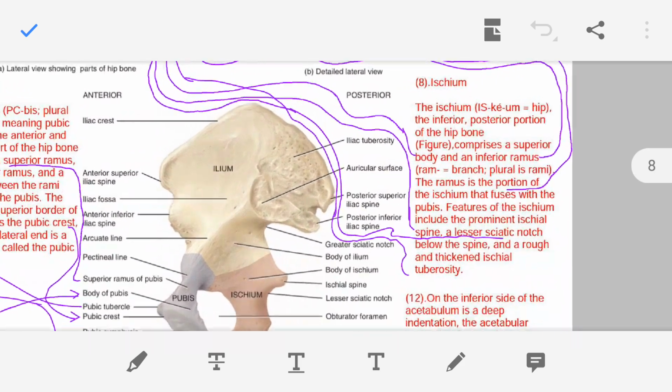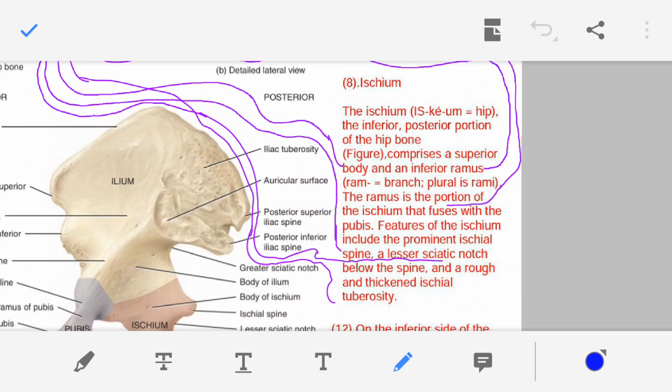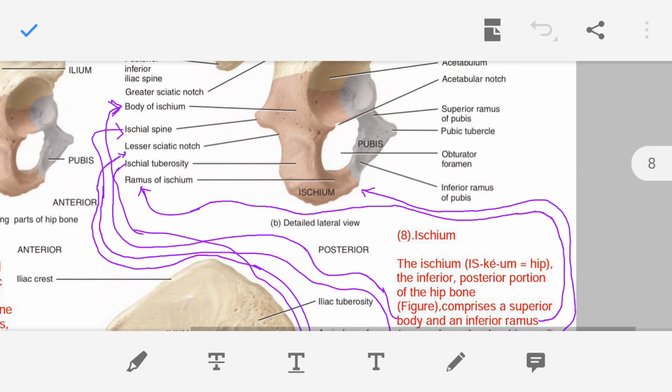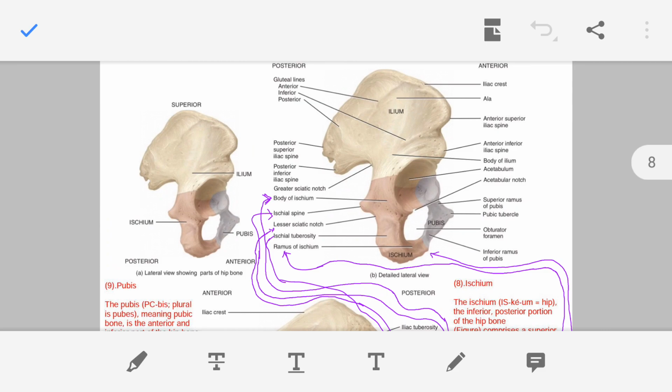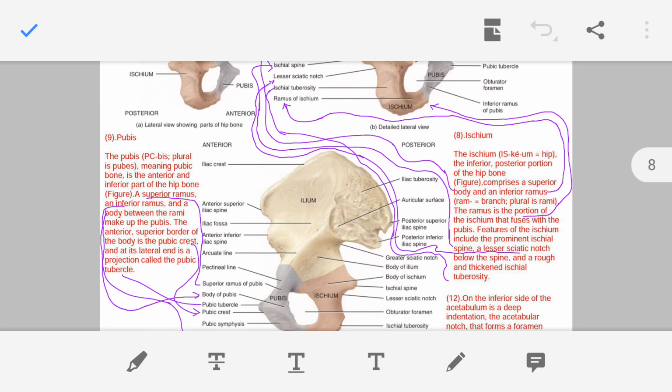So with this we have completed this point. I am showing you this is the 8th point. This is the figure. Now moving on to the 9th point of our discussion.